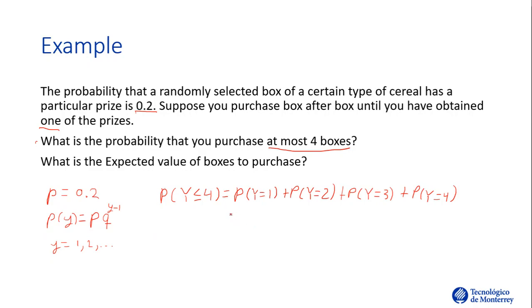With our parameters, this will look something like this. 0.2 times 0.8 raised to the 0. This is the y minus 1, 1 minus 1 is 0, and p stands alone. Plus 0.2 again, that is p, times q, 0.8, raised to the first, 2 minus 1, like y minus 1. Plus 0.2 times 0.8 to the 3 minus 1, to the square. Plus 0.2 times 0.8, 4 minus 1, to the cube. When solving this, you're going to find that the answer is 0.5904.